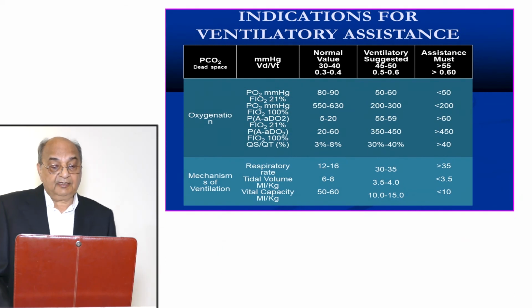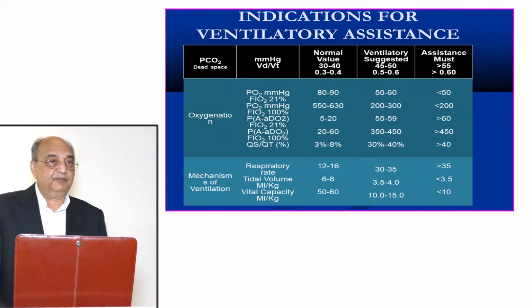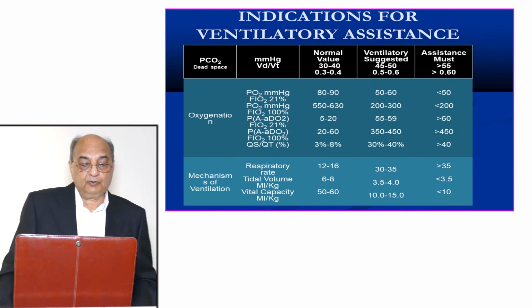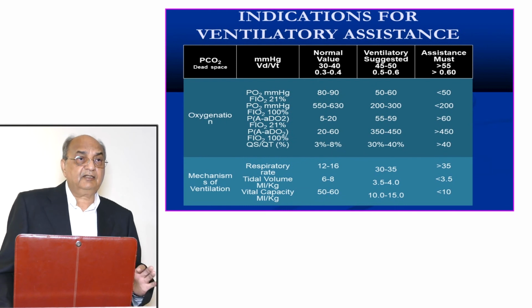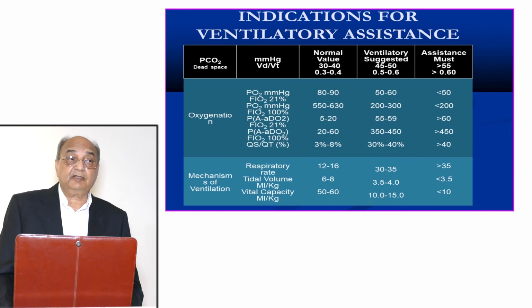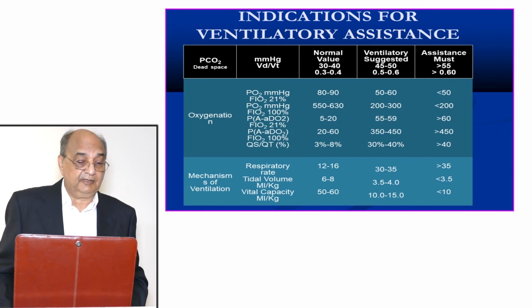Now, if the shunt is 3 to 8%, that is the blood which does not come in contact with the gases. If it increases to 30 to 40%, then you start thinking that we should put them on a ventilator. If it is greater than 40% shunting, there is no choice but to put them on a ventilator.